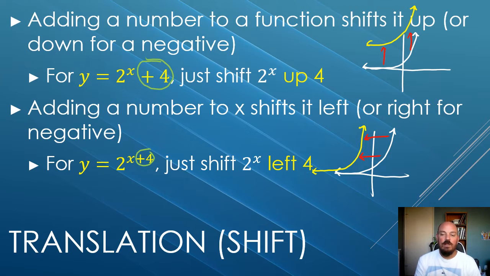So in both graphs, the white graph was just 2 to the x. The yellow graph is the transformation. If I put a plus 4 on the end of my equation, it shifts it up 4. If I put a plus 4 on the x inside the function, it shifts to the left 4.